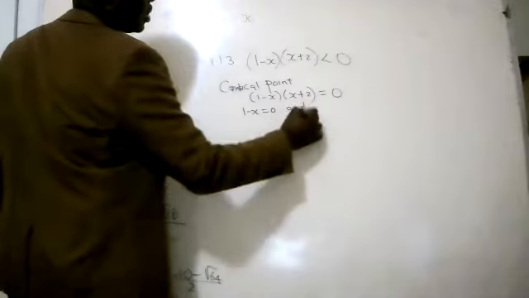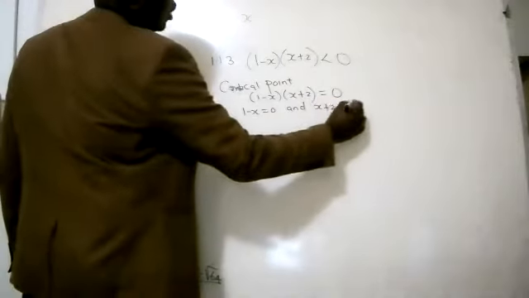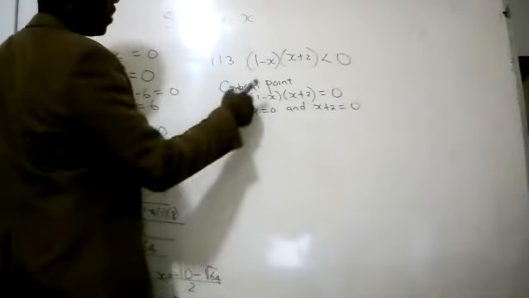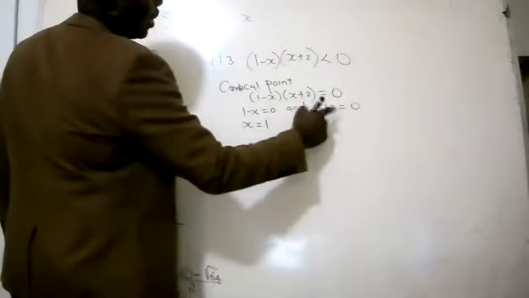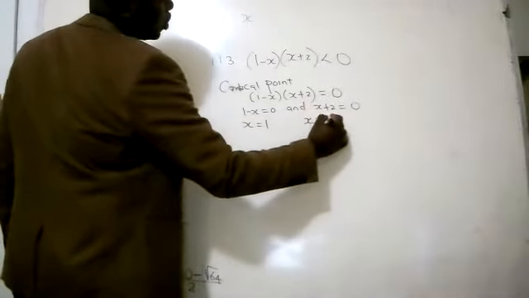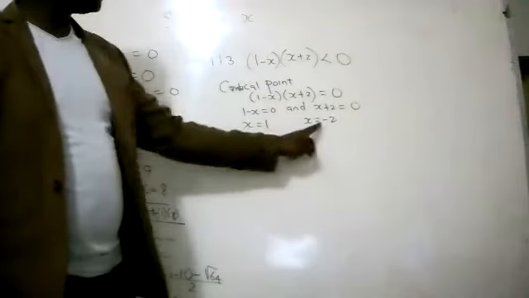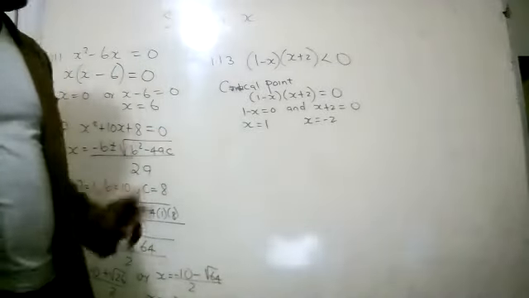Now, the first bracket you equate with 0, and in this case we don't say or, we say and. x plus 2, we equate it with 0, and we make x the subject of the formula by taking this negative x to the other side. So it means we're going to have x equal to 1, and on the other side we have x equal to -2. So we now have two critical points.